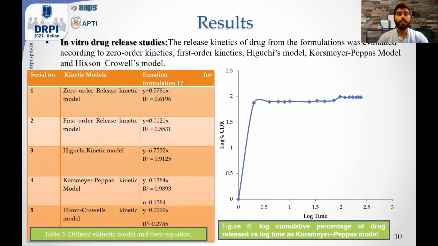Then we come to the table where we can see the different kinetic models and equations for formulation F7. Formulation F7 was considered for in vitro drug release study because of its better drug loading and encapsulation efficiency. Here on the right hand side we can see a graph which shows the log cumulative percentage of drug release versus log time as Korsmeyer-Peppas model. This model helps us to determine the release profile of a polymeric formulation.